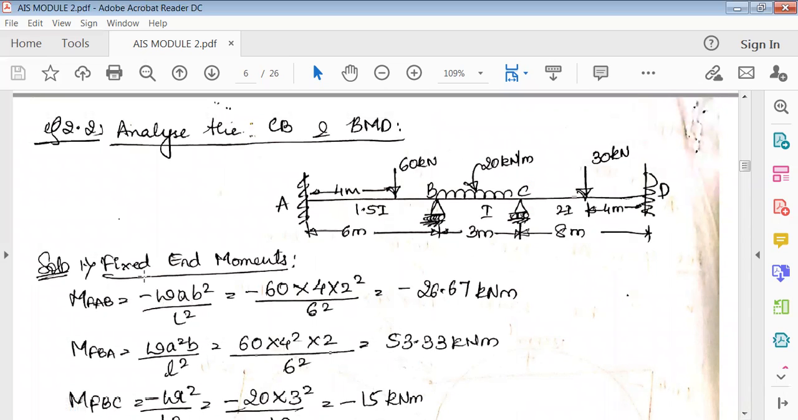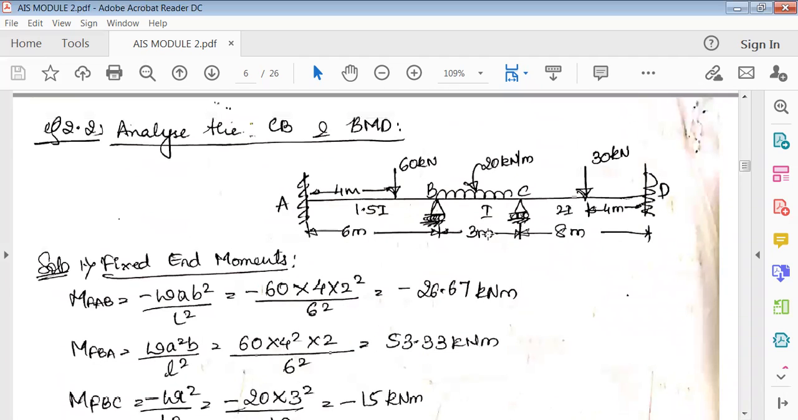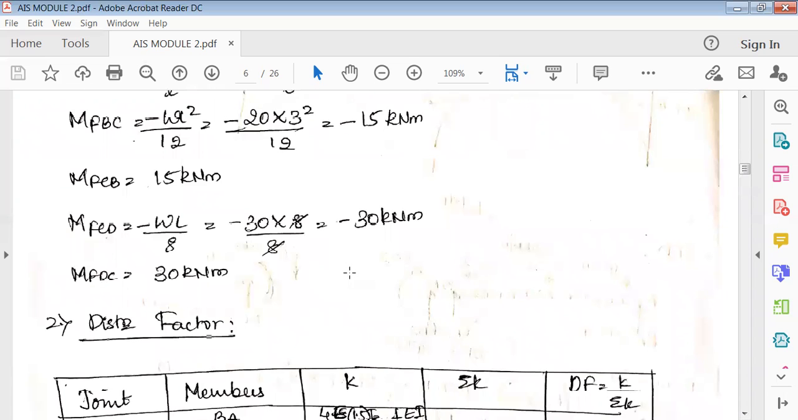Okay, so first, as usual, find the fixed end moments. So the fixed end moments is MFAB. First, MFAB is equal to minus WAB square by L square. So again, minus 26.67. Then MFBA is plus WA square B by L square. And so this is 53. Next, MFBC is WL square by 12. So WL square by 12 is minus 15. MFCB is plus 15. Then MFCD is equal to minus WL by 8. So here also it is plus WL by 8.